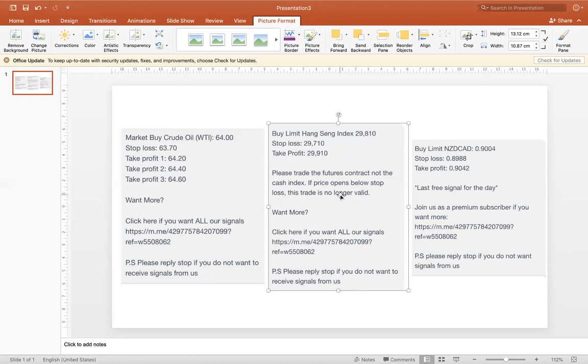I'd also like to say that for the Hang Seng Index and DAX that we trade, please trade the futures contract. Don't trade the cash index.